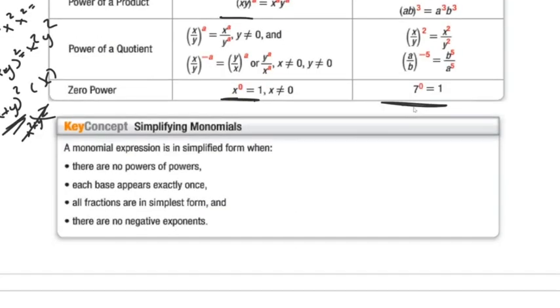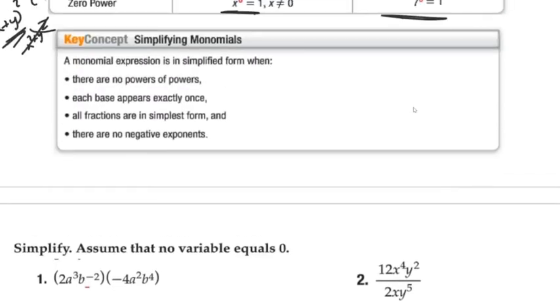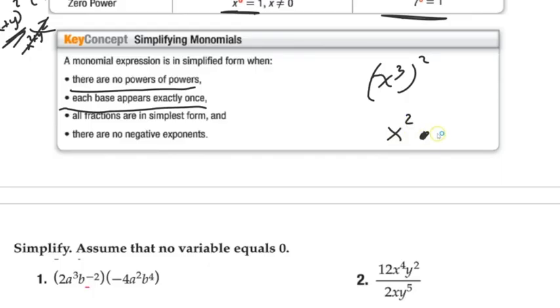Okay, couple things. We're going to talk about simplify. When I want you to simplify, there's a couple things I want you to do. First, there's no power of powers. I think that's kind of obvious. You can't leave it like this. That's not simplifying. Each base appears exactly once. What does that mean? If you have x squared times 2x to the 4th, you're like, wait, I could combine these. That's what that means.